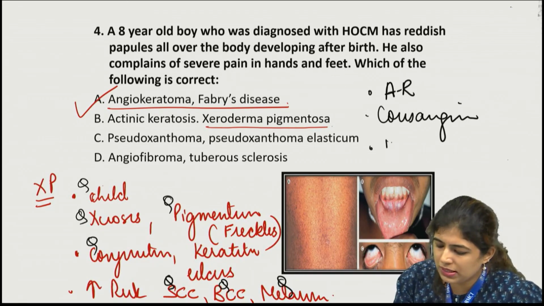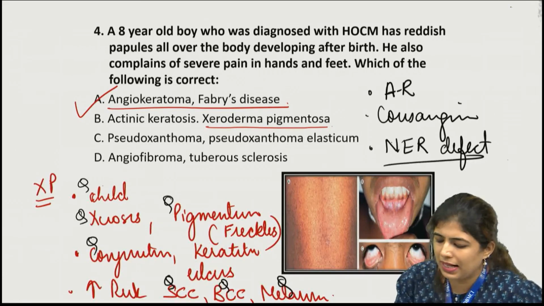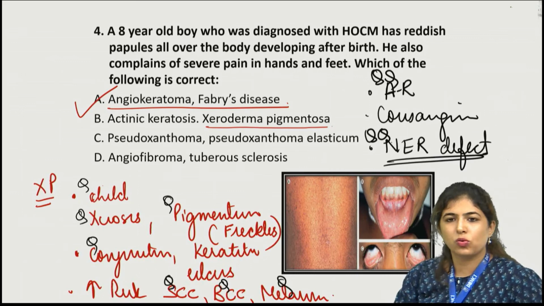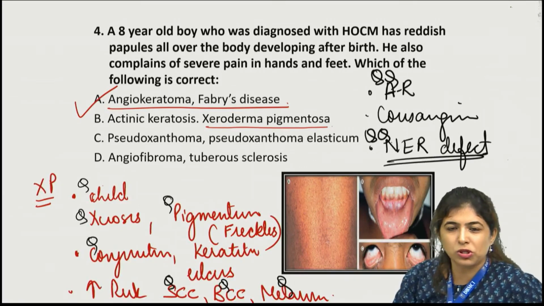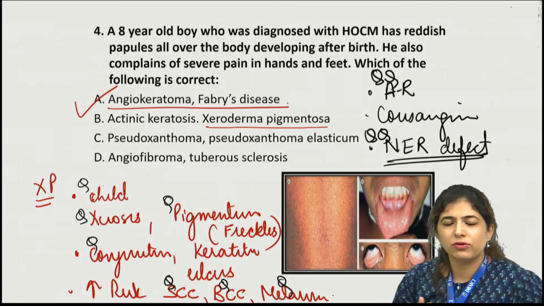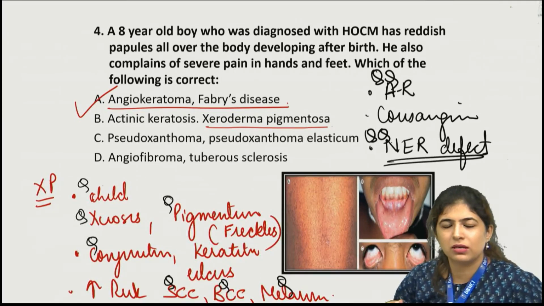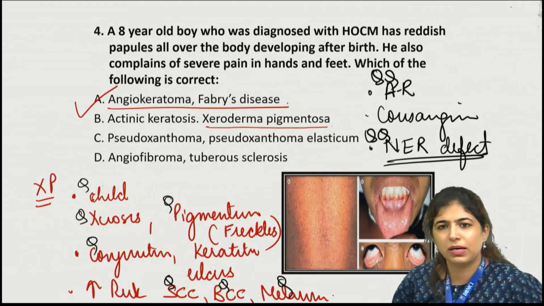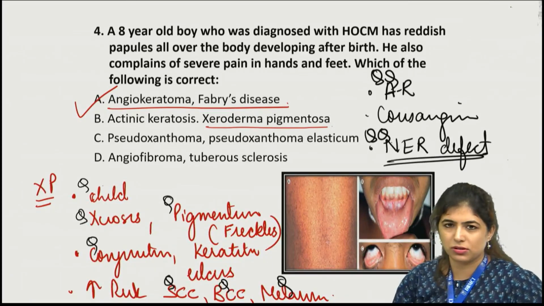Other thing to remember is the defect. The defect is nucleotide excision repair defect. NER, very, very important. Due to which sun exposure leads to mutations in the DNA. Accumulation of these mutations over a period of time increases the risk of skin malignancies, which is the ultimate cause of death in these patients. Okay?